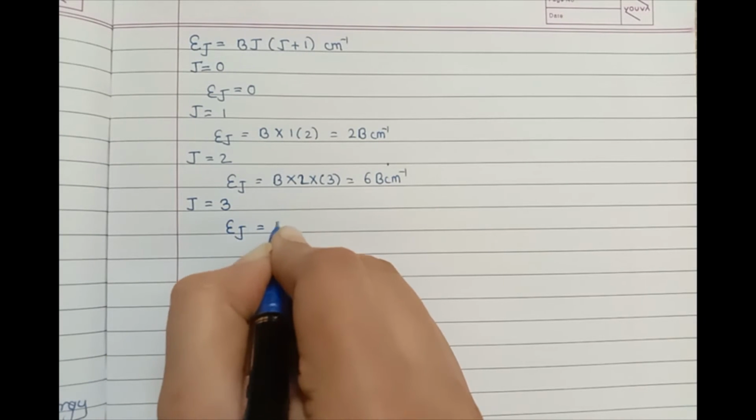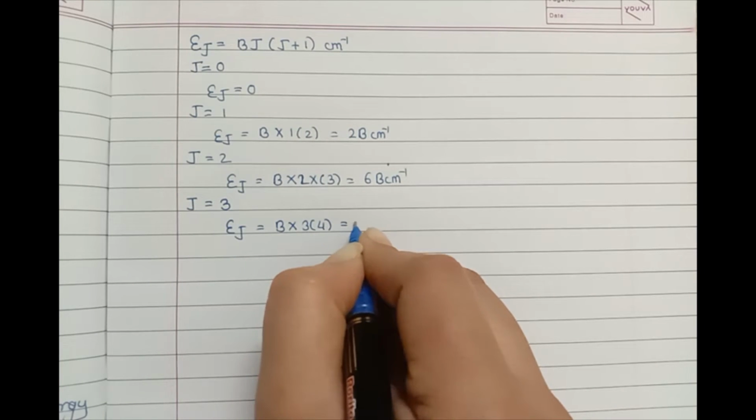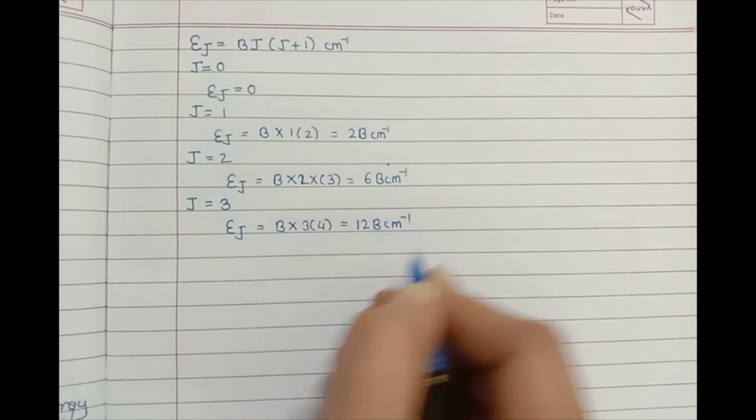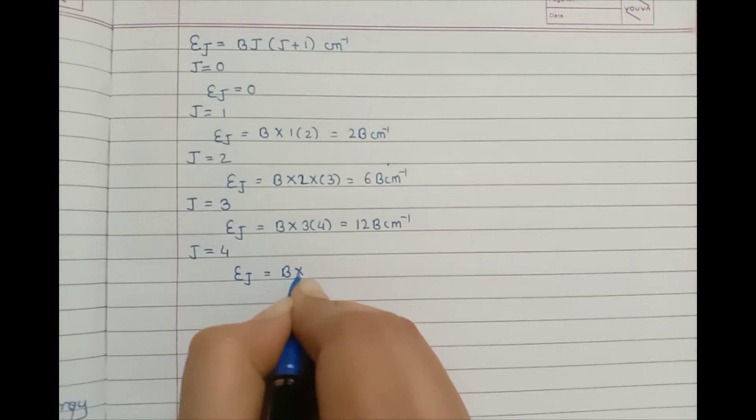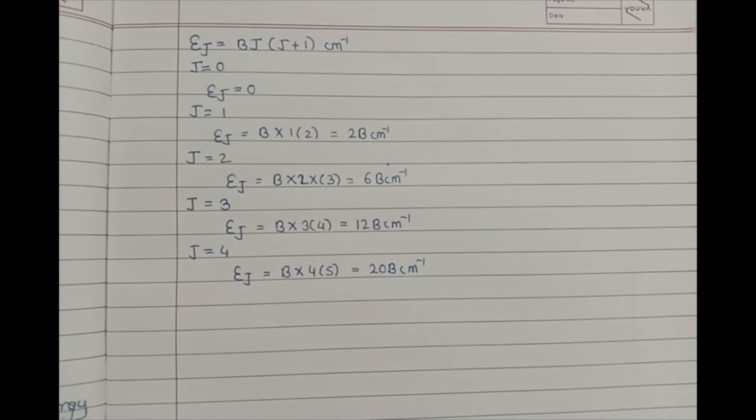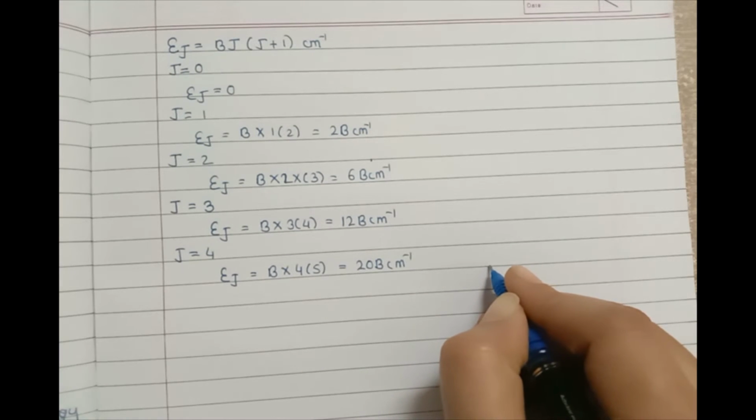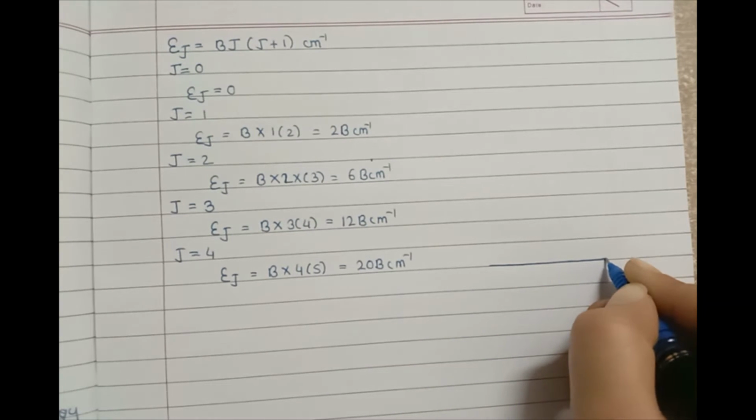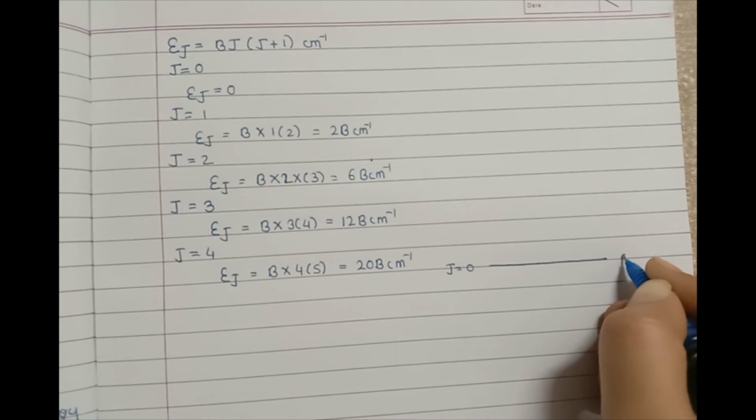Similarly for j is equal to 3, epsilon j will be b into 3 into 4. That will be equal to 12b centimeter inverse. For j is equal to 4, epsilon j is equal to b into 4 into 5. That is 20b centimeter inverse. Okay, and so on. So the energy levels or the allowed rotational energies of the rigid diatomic molecule will be like this. So at the base, that is for j is equal to 0, it will be 0.